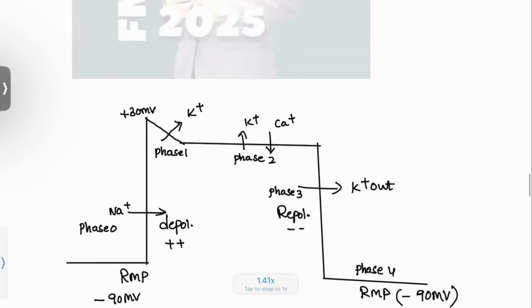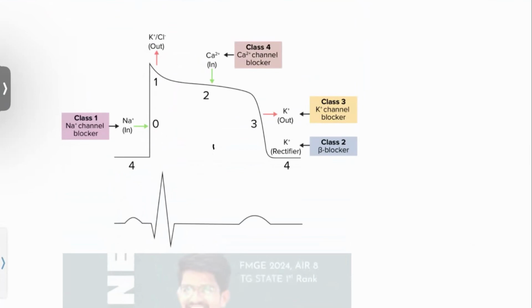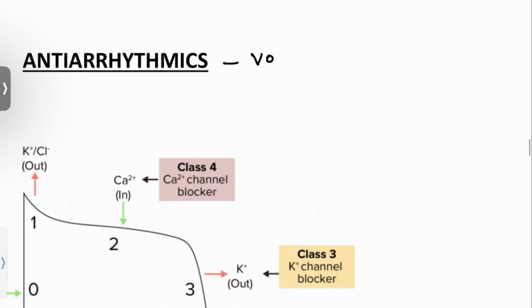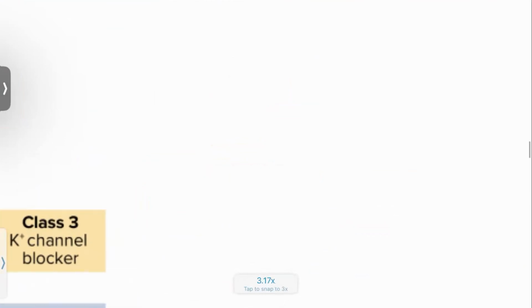Now we will understand the classification of these anti-arrhythmic drugs, and who gave this classification. This classification was given by Vaughan Williams. The two scientists found the importance of these anti-arrhythmic drugs in patients suffering from severe brady or tachyarrhythmia. So first we have to know what the different classes are.